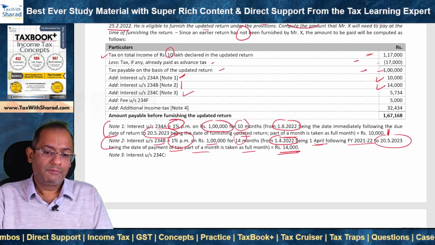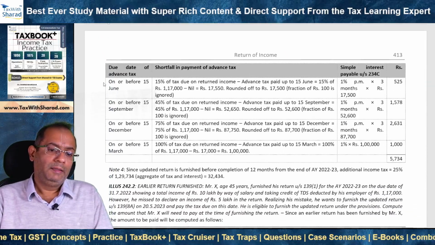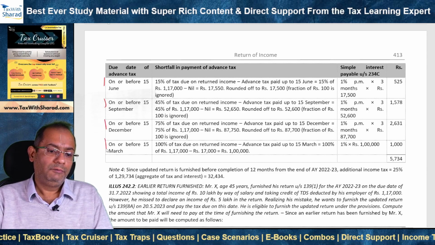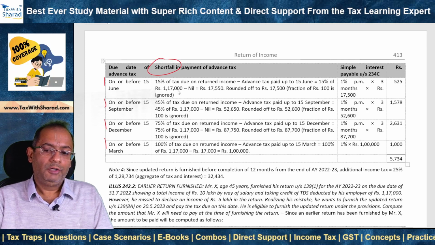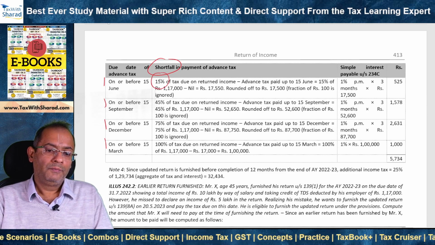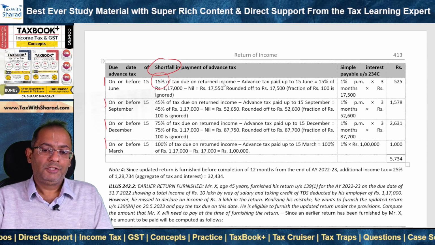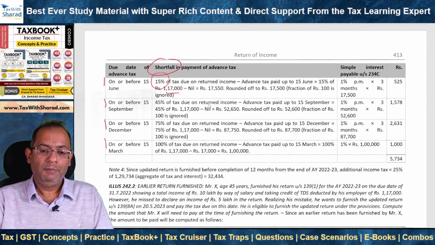234C interest is for deferment of advance tax. And these are the 4 due dates: 15 June, 15 September, 15 December, and 15th March. And interest is computed on shortfall. What is the shortfall for 15 June? So how much advance tax should have been paid? 15% of tax due on return income. That means 15% of 1,17,000 should have been paid.